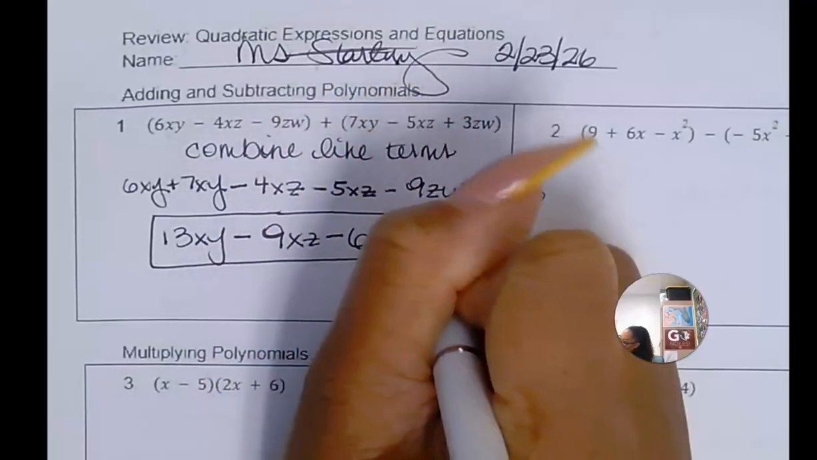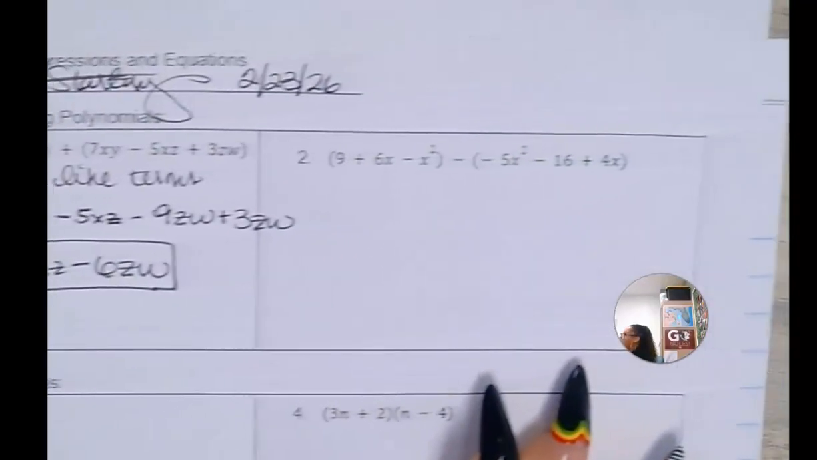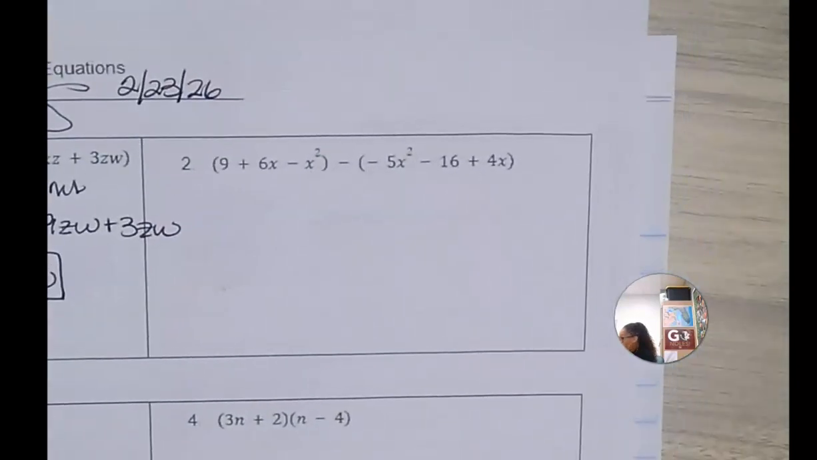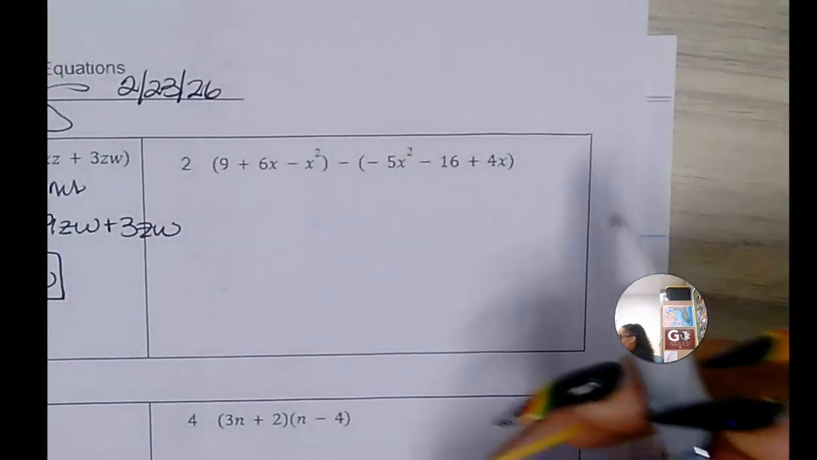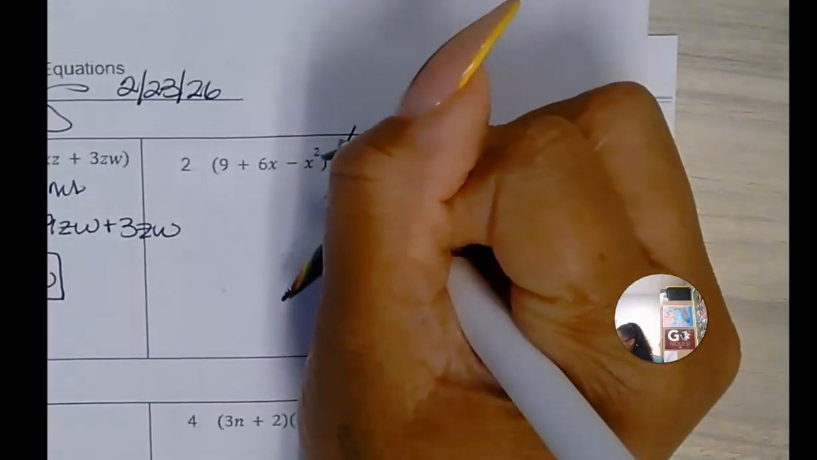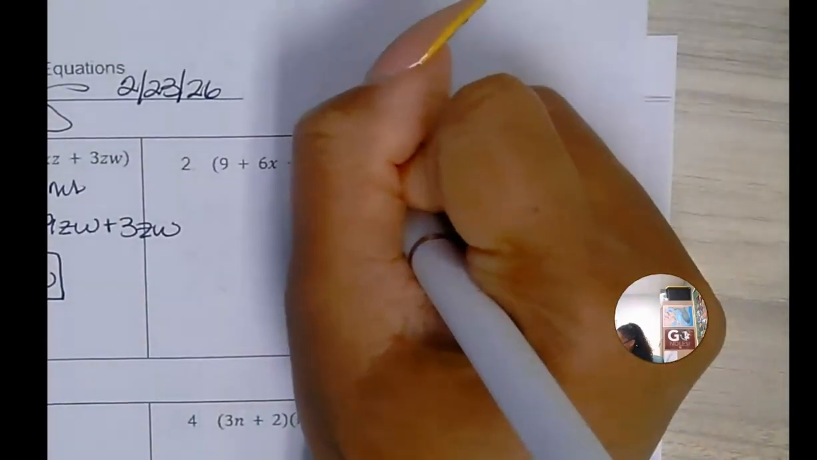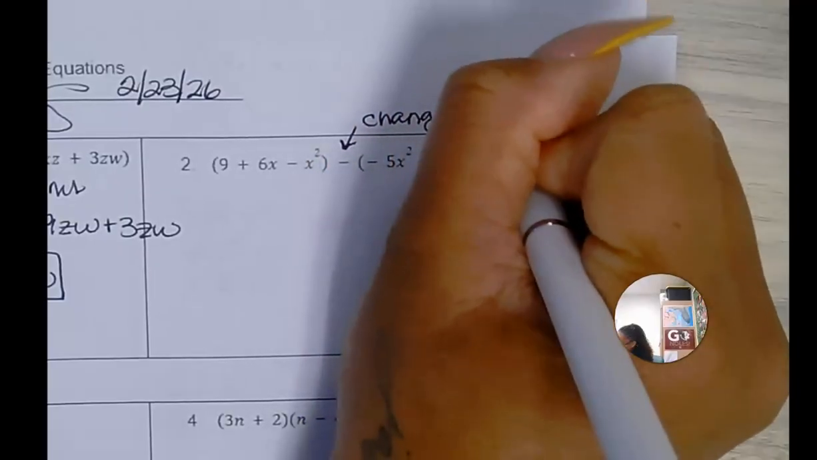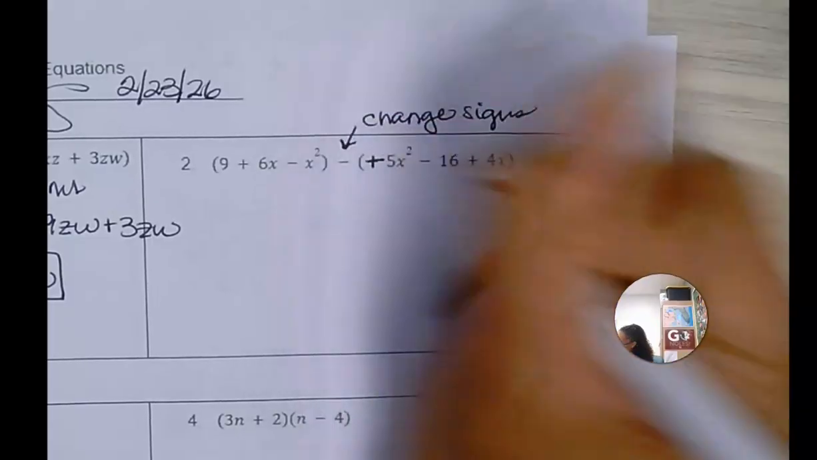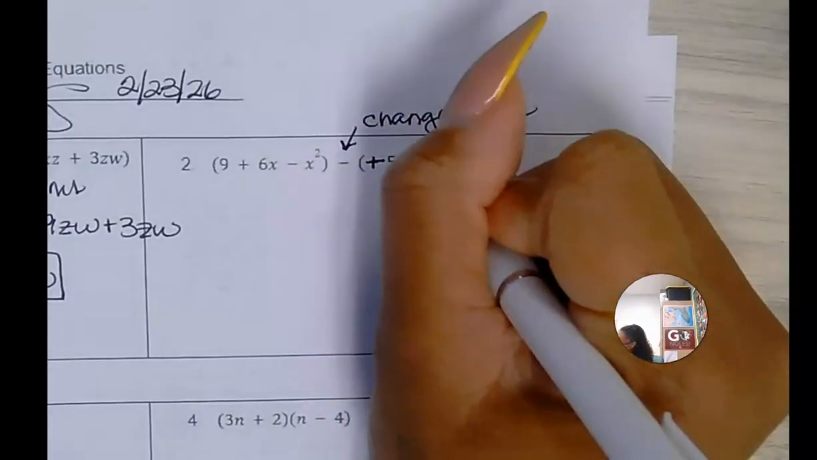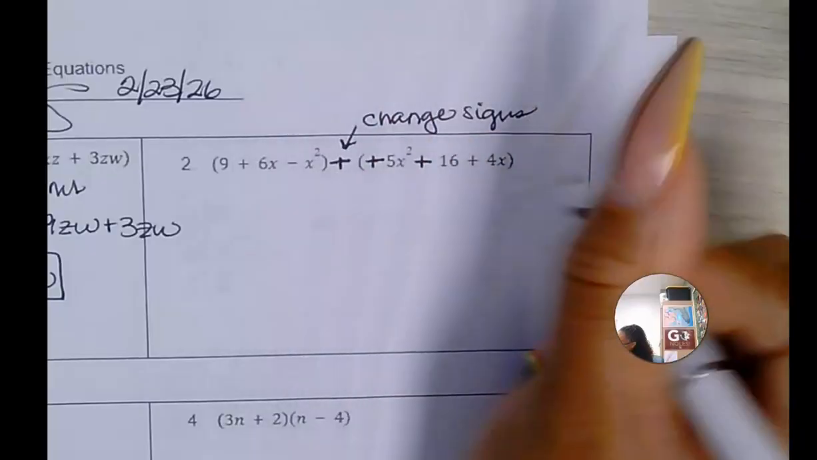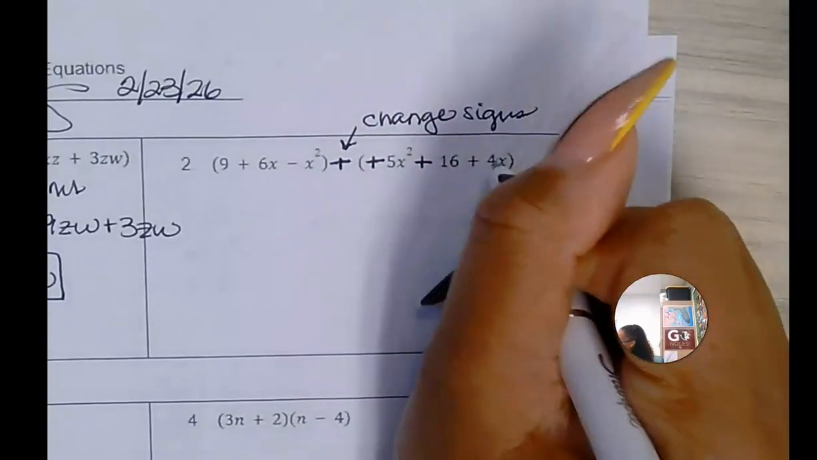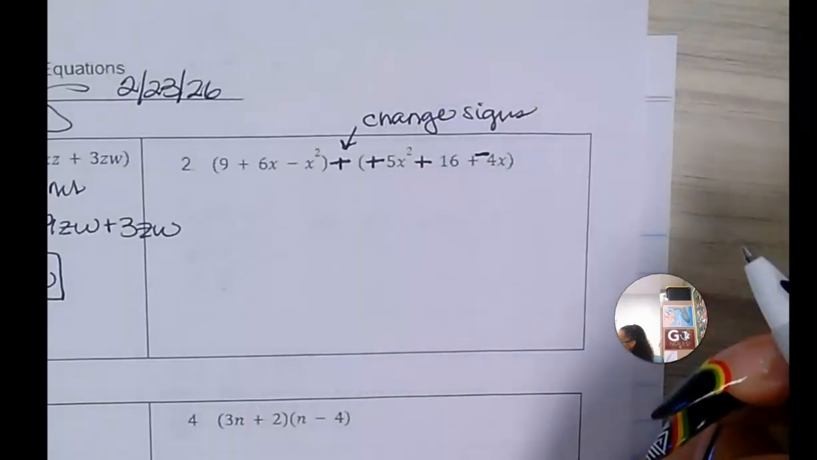Okay, what about the other one? What do I do? Group. Change the second group to what? Change signs. So everything here gets changed. Positive 5x squared, positive, and this also gets changed. 16, and what about this? Does it stay the same? No, everything changes and this becomes a negative 4x.